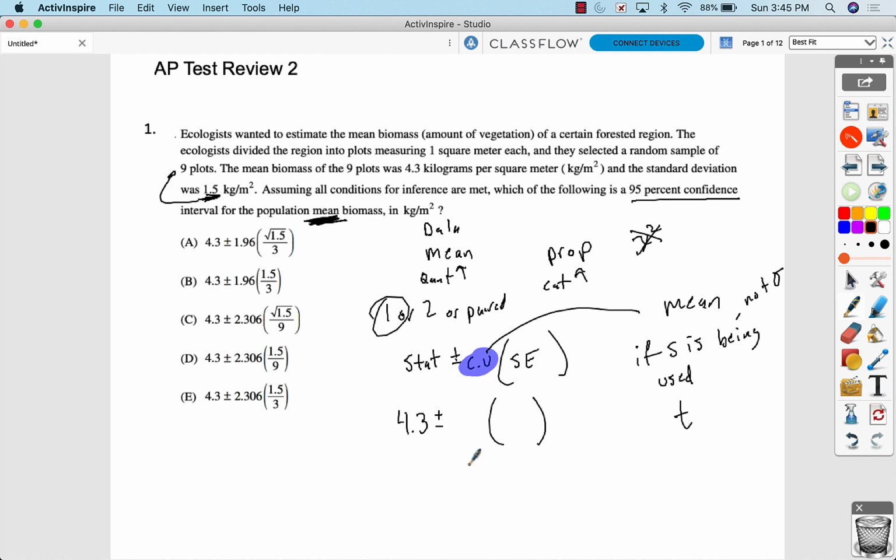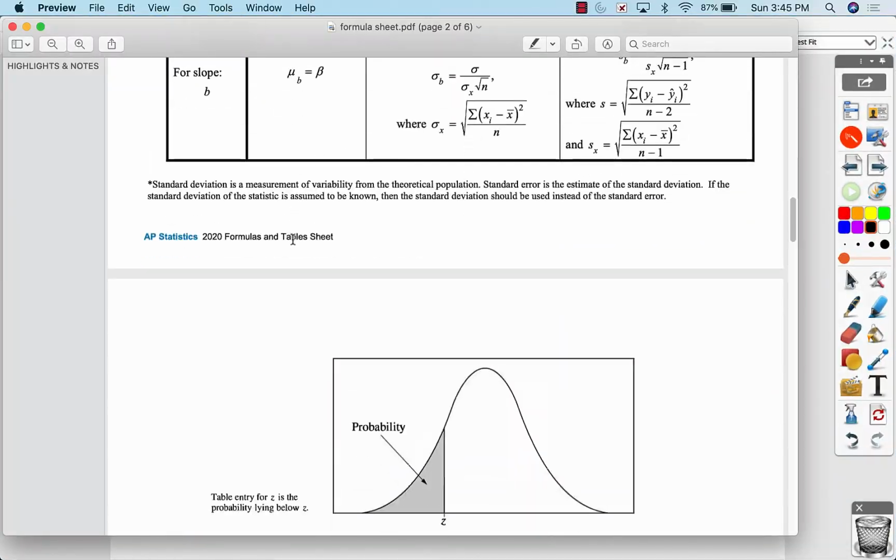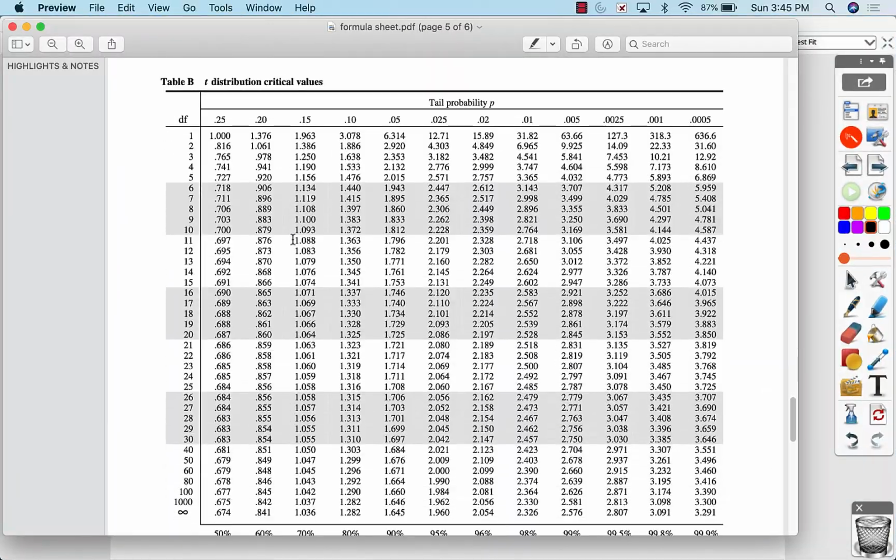They used Z. They put in 1.96. They picked this one. That's not right. None of these are right. These two are wrong. It's not that. It's not this, because it's not a Z. It's a T. It's pretty much always going to be that way. It's always going to be a T for means.